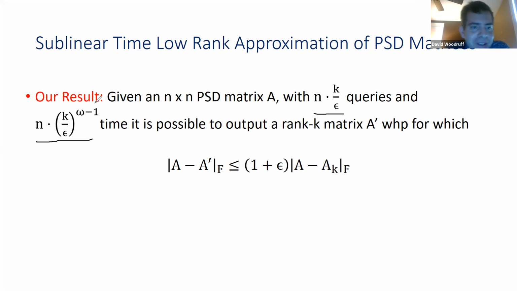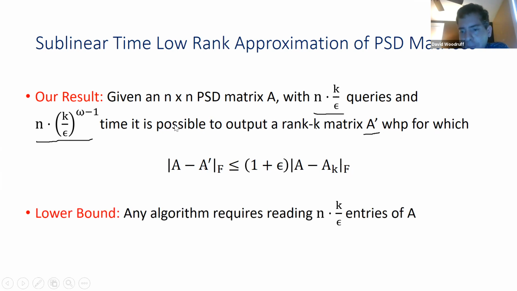In practice, it's 3. This would be n times k over epsilon squared. In theory, it's conjectured that omega is 2, and then this would just be linear. It would be up to a constant factor the same as the number of entries that you're reading in A. So in this very small amount of time, it is possible to output a rank k matrix A prime as we wanted. It's a randomized algorithm, which with high probability satisfies that the Frobenius norm of A minus A prime is at most 1 plus epsilon times the optimal cost. So it gets this relative error guarantee that we desire.